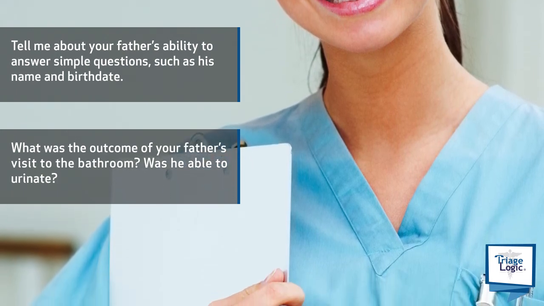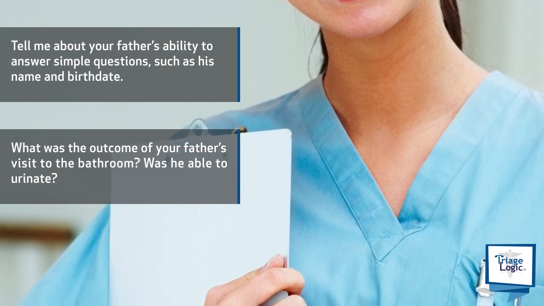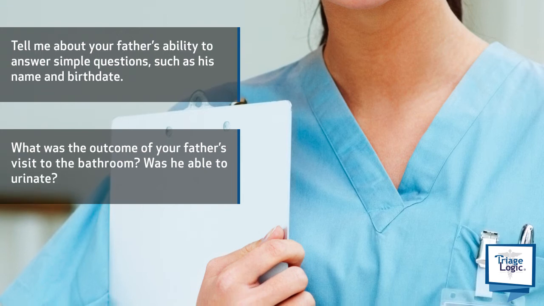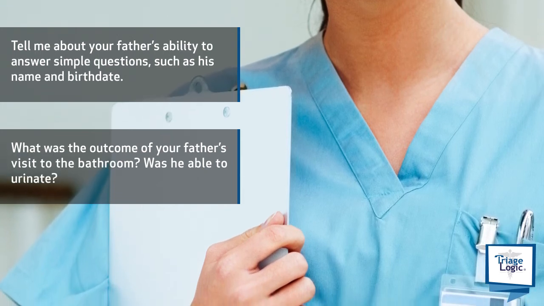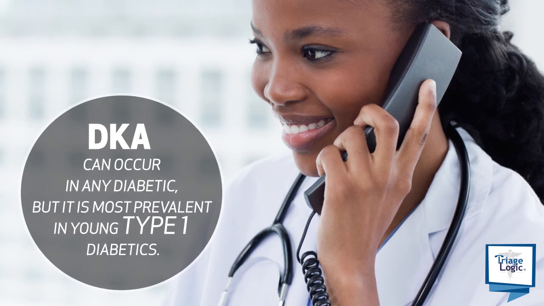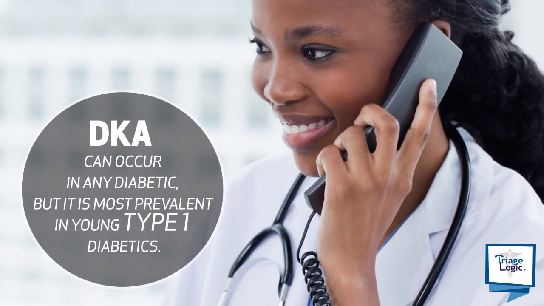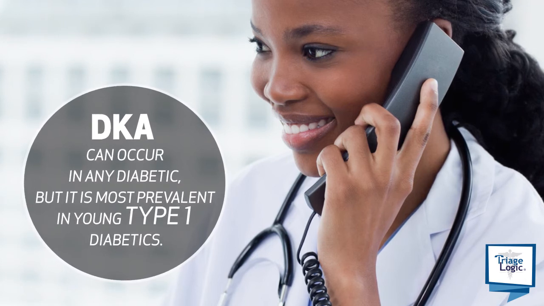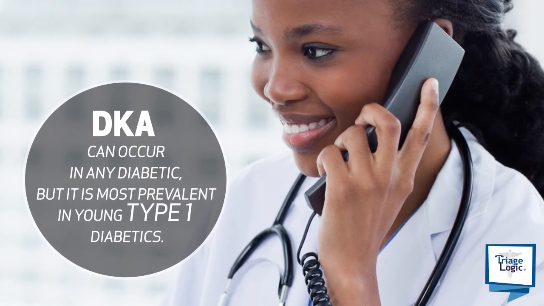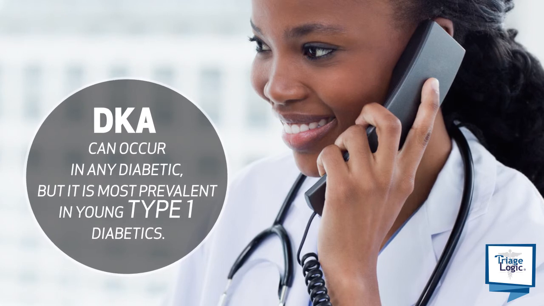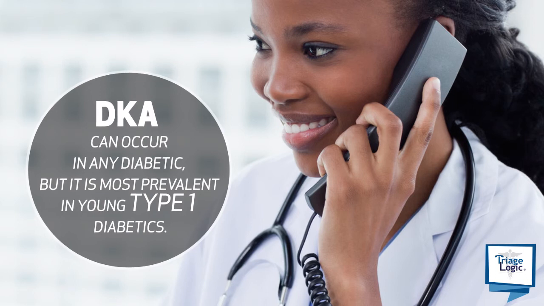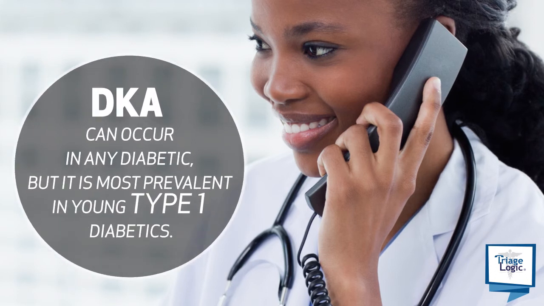Determining if Juan is able to hold down food and fluids is also important. Diabetics that are vomiting and dehydrated could be heading towards DKA. Your nursing knowledge reminds you that DKA can occur in any diabetic, but it is most prevalent in young type 1 diabetics. The patient will exhibit a high blood sugar, be in a state of metabolic acidosis, and there is an increased concentration of ketones which can be detected in the patient's urine.